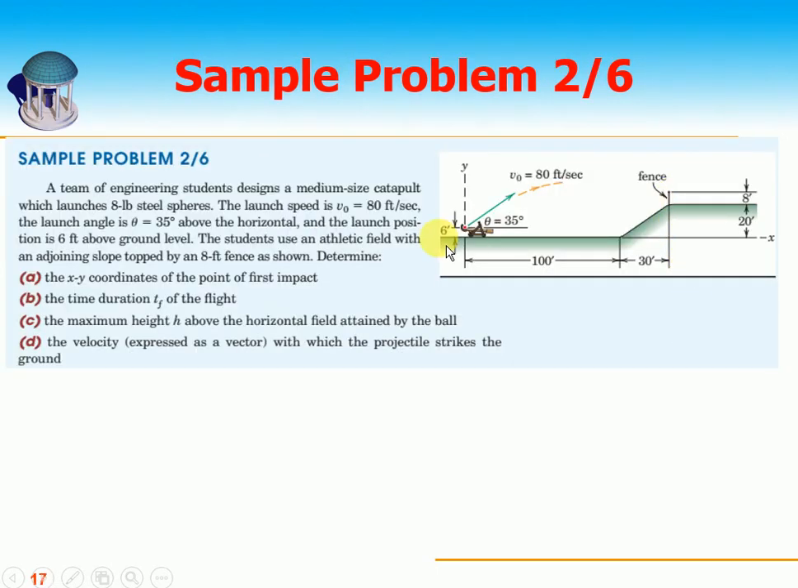It is clearly shown because this is 20 plus 8. This is 28 feet, and this is 33 feet. It clearly passes the particular fence, right? It crosses this fence because this is 28 feet and this height is 33 feet.